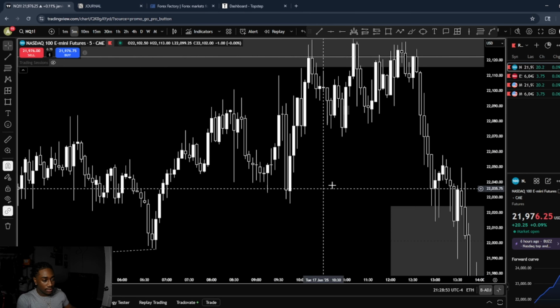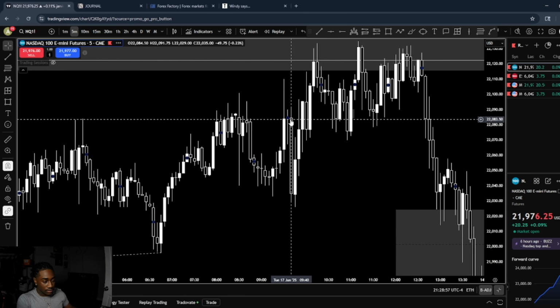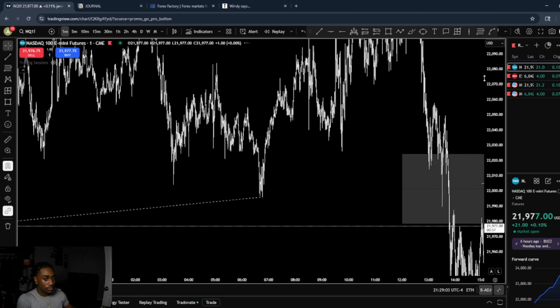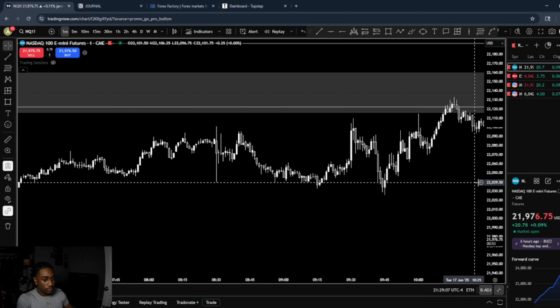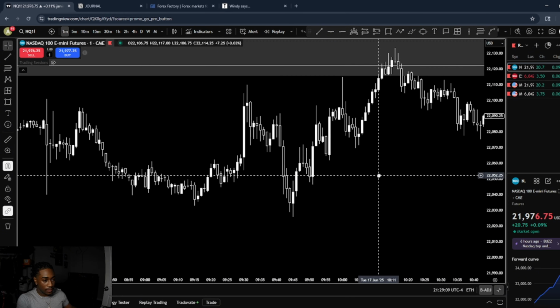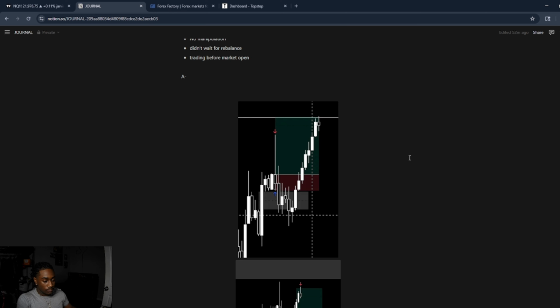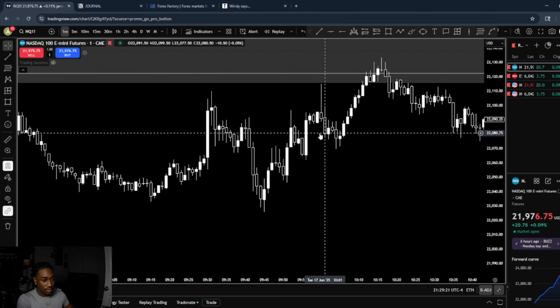But after we came and took out this low, we got displacement back up. See, we closed above the down close candle that took liquidity. So that's giving me more confirmation that we want to go higher. So I want to find the exact entry I took. I have it in my journal, but I want to see. I took this entry too early, actually. I want to see exactly where on the chart this was. Okay, I think it was right here.